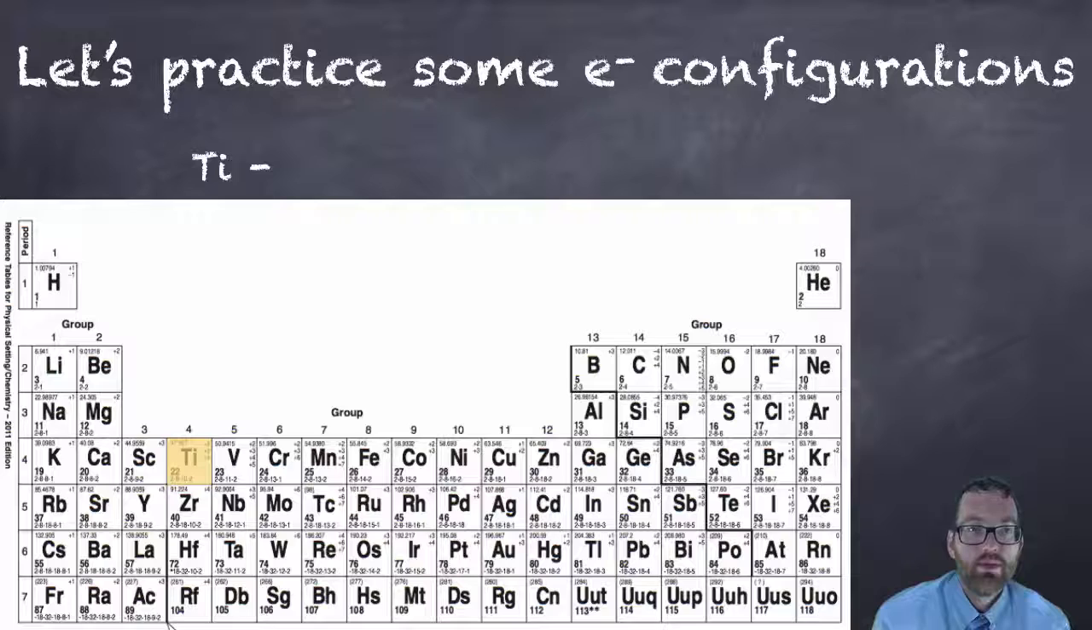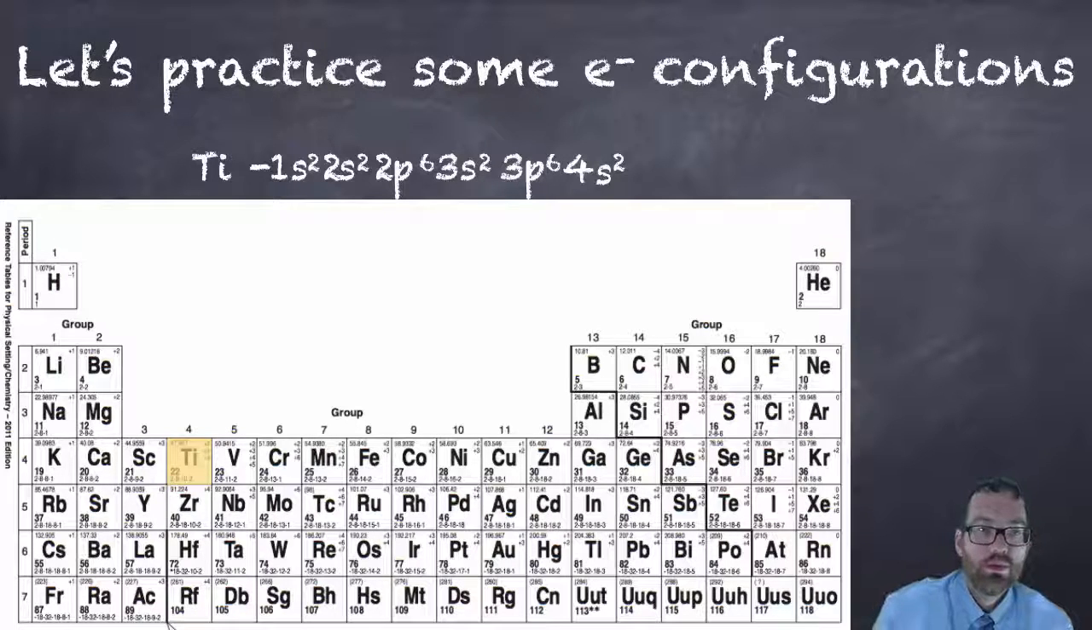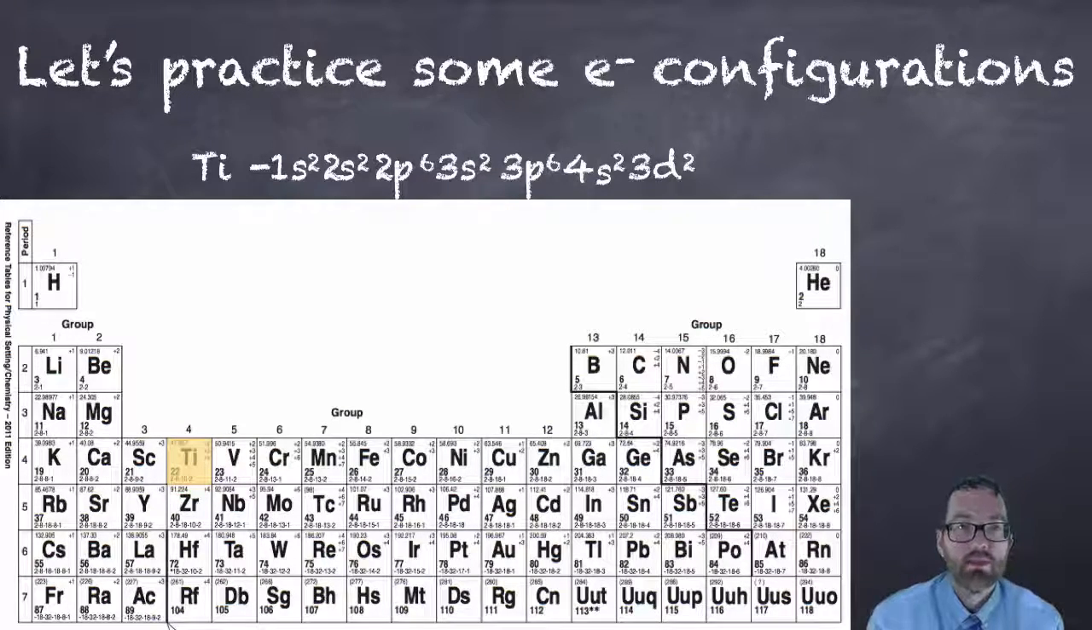Next we have titanium. Titanium is 1s2, 2s2, 2p6, 3s2, 3p6, 4s2. That brings us to here. Calcium, now we are into the d block. So remember, the d blocks fill up one less than the period number. So even though we're in period 4, we would write 3d. And we have 2 electrons in the 3d sublevel.